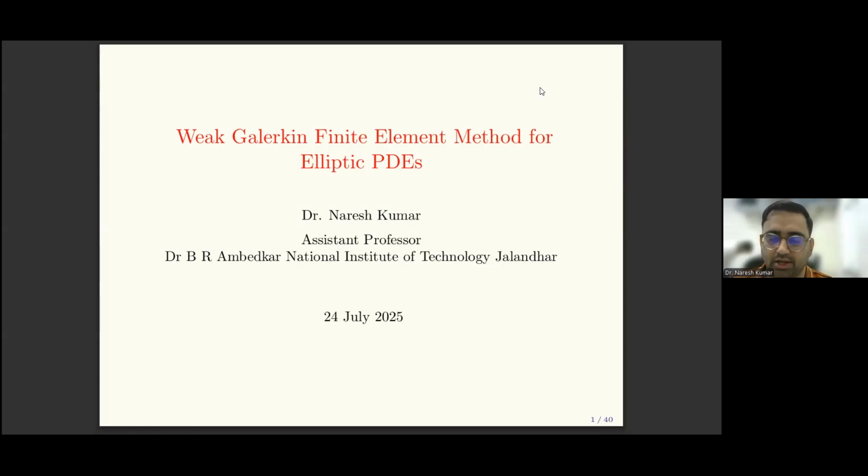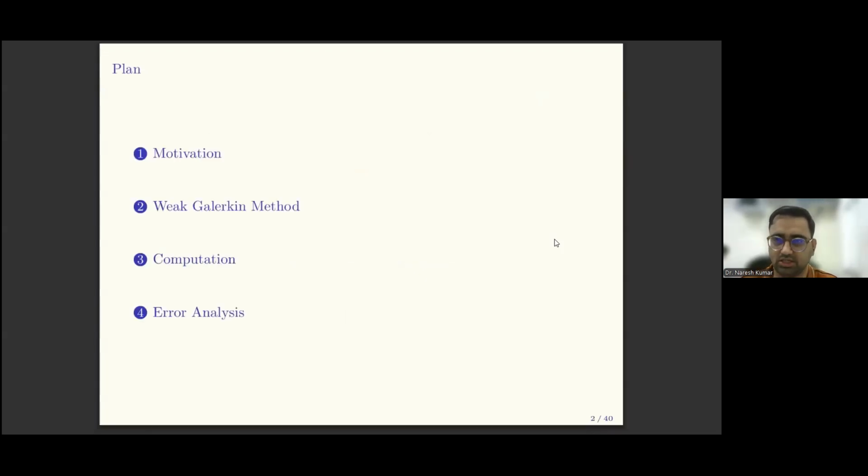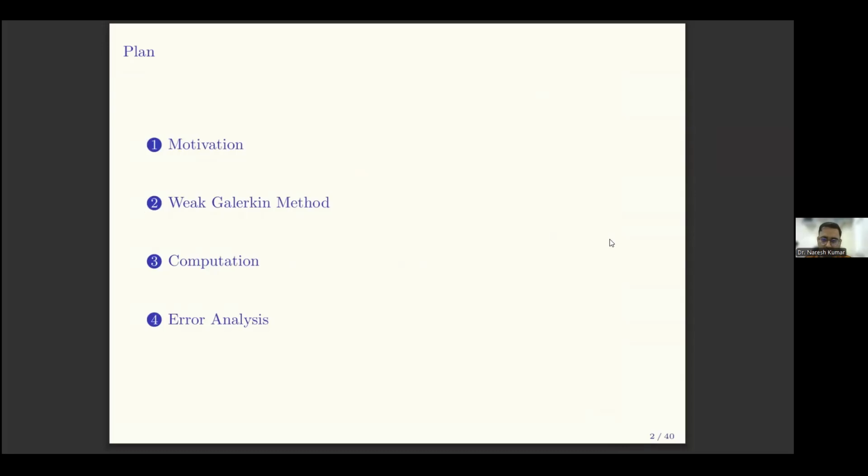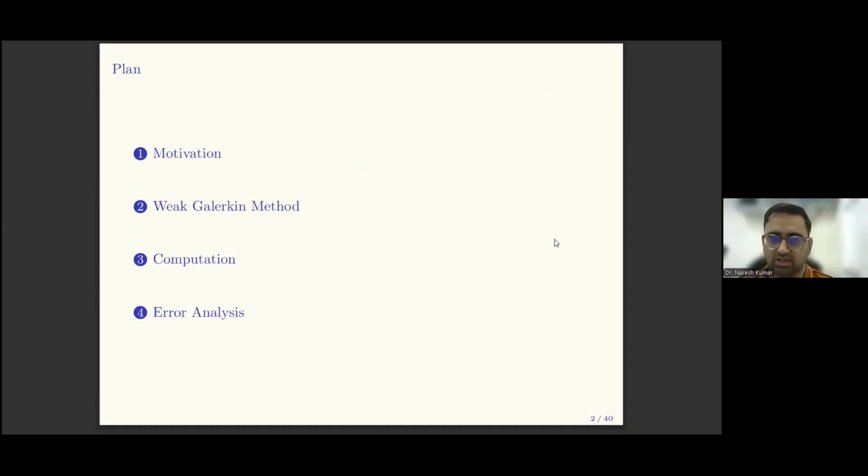So today I will discuss the weak Galerkin methods. For easy understanding, I have opted for a simple elliptic problem, and then we will see how to apply the WG method on this elliptic PDE. The talk plan is that we start from the motivation, then we discuss what the WG method is, and then I also discuss the computation part for a simple problem, and then we will see the error analysis using the WG method.